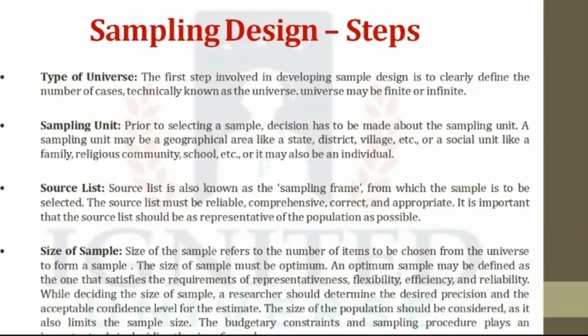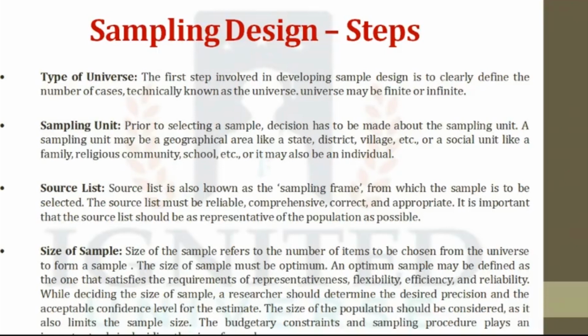While deciding the size of the sample, a researcher should determine the desired precision and the acceptable confidence level for the estimate. The size of the population should be considered as it also limits the sample size. For example, if we have a finite population size of capital N and the sample is big enough, then we need a finite population correction factor in order to get proper results. Also, budgetary constraints and the sampling procedure play a vital role in deciding the size of the sample.